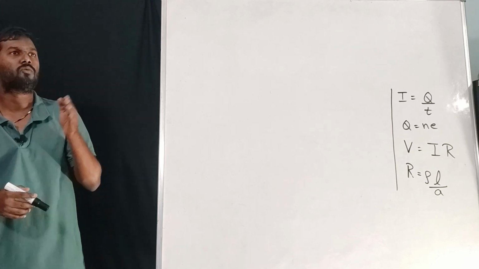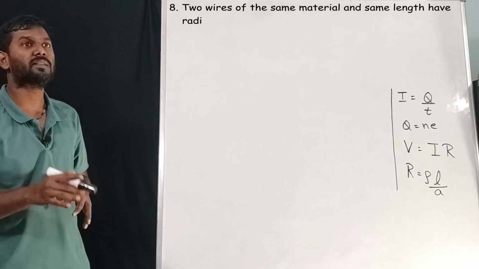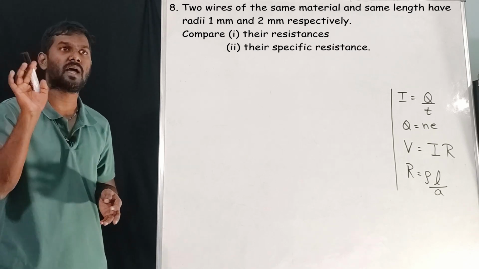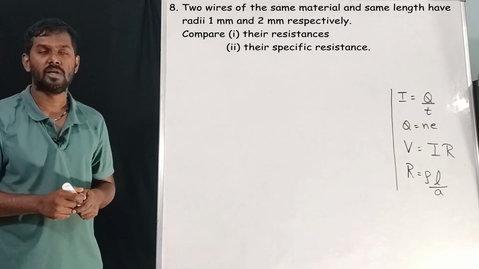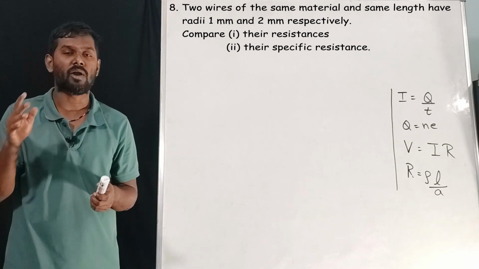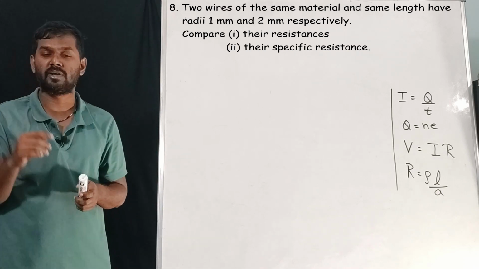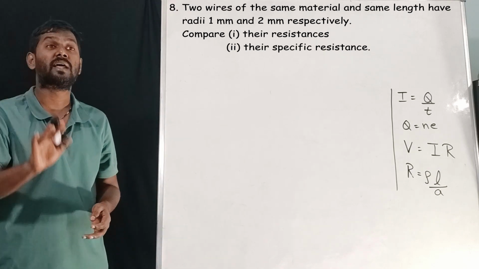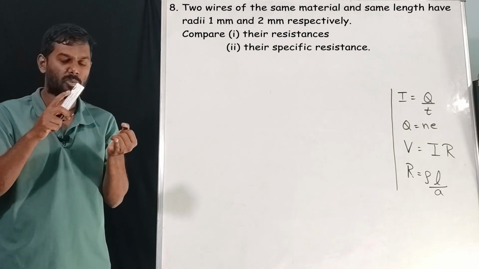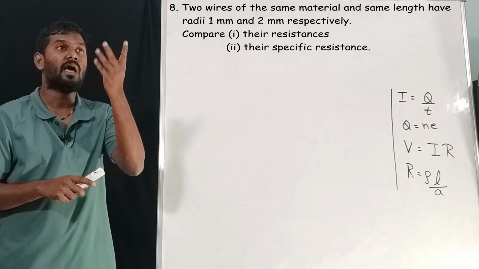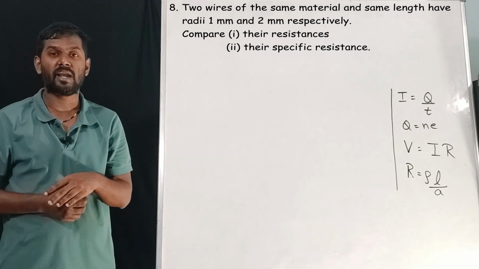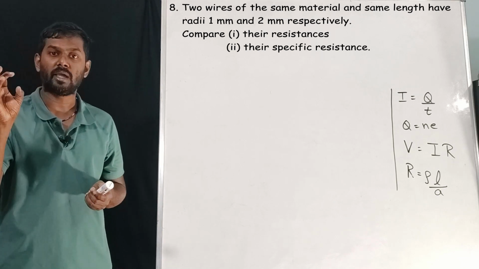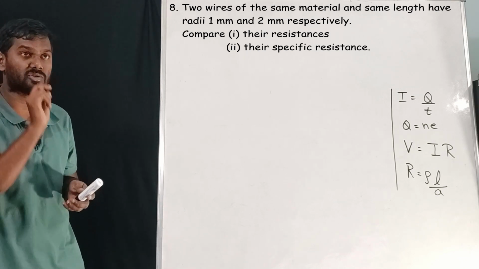Question number 8. Two wires of same material and same length have radii 1 mm and 2 mm respectively. Compare their resistance and their specific resistance. So here a few words you need to understand. What do you mean by resistance and specific resistance? Resistance is normal resistance. Specific resistance means resistivity. They are talking about resistance, resistivity, length and radii. Radii is related to area. Correct? So they are talking about length, area, specific resistance and also resistance.